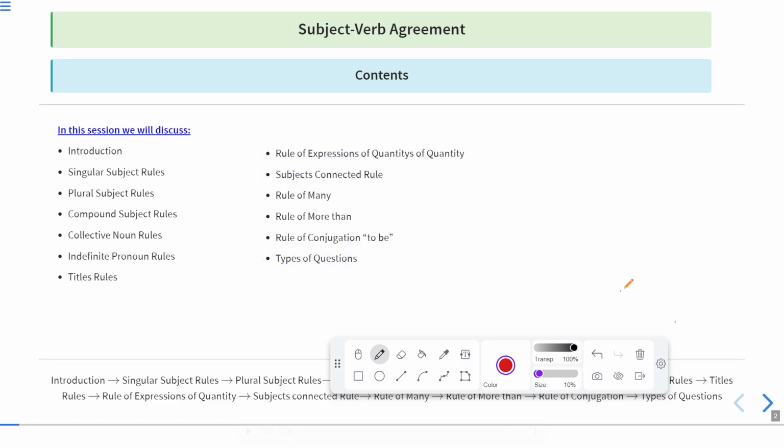Now, we have already discussed the introduction and all the various rules of subject verb agreement in our last session. In this session, we are going to discuss the rule of conjugation, that is, to be. Okay, so rule of conjugation to be, and then the types of questions we are going to discuss in this session. Okay, so let's begin this session.